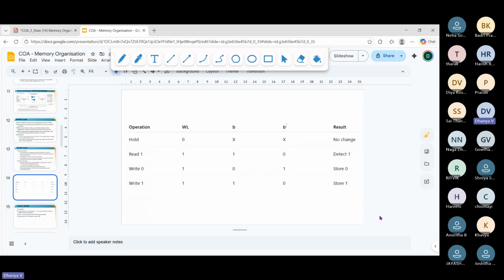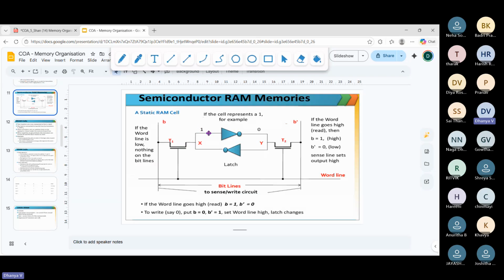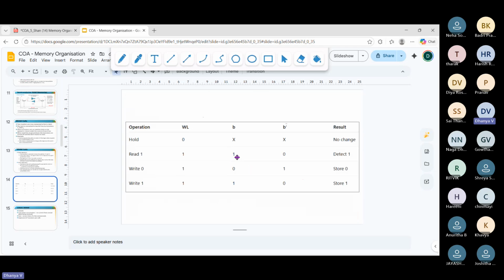This is just the gist of the entire thing that I told. When the word line is 0, that means it is in latch state, that means it's in memory state. So no change. When it is reading and the word line is 1, it will detect whatever is in B. When you're reading 1, your data is 1, so your B dash will be 0 and your result is you're detecting 1. Basically you're reading 1. Your initial data that we saw here, this data is 1. So you have to read this. That means your B should be 1. Right? So that's what is over here.